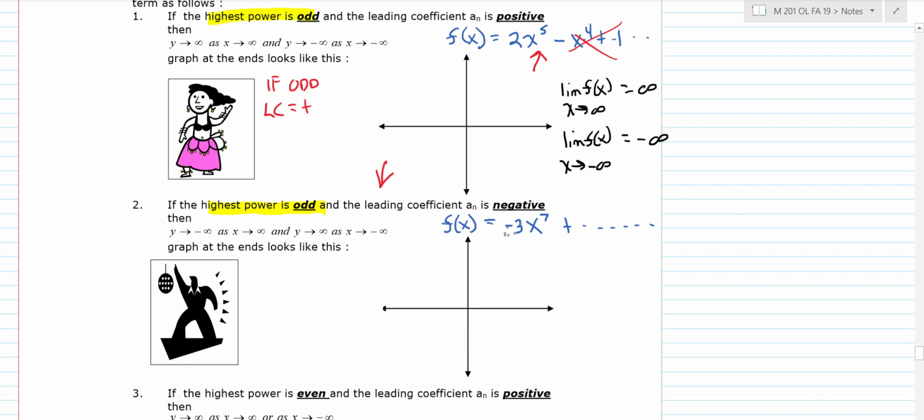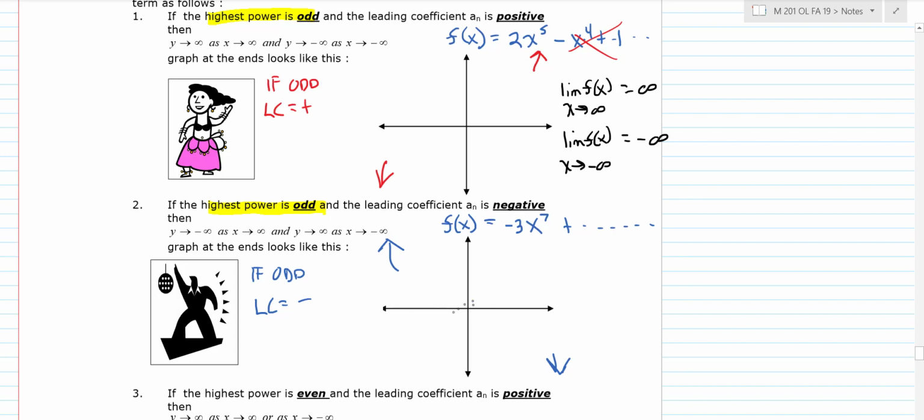This goes like this. If you have an odd degree polynomial and the leading coefficient is negative, then the graph looks like this disco man here. So it goes like this. The graph turns up like this, turns down like this. What happens in the middle, we don't care about.